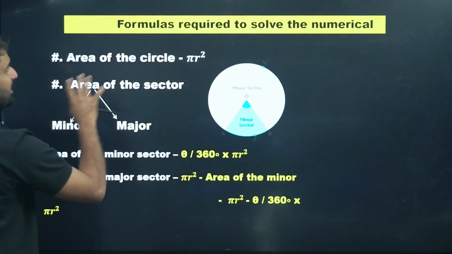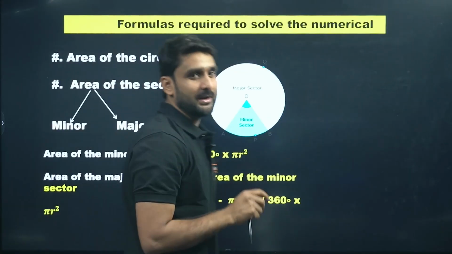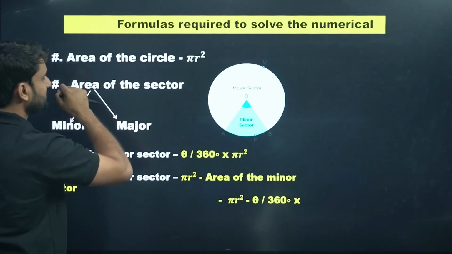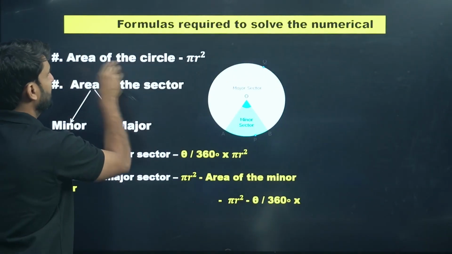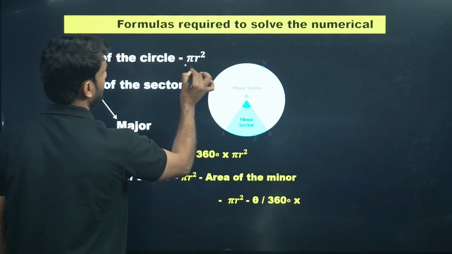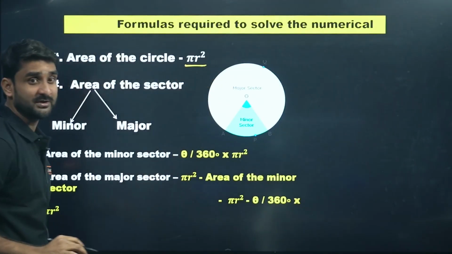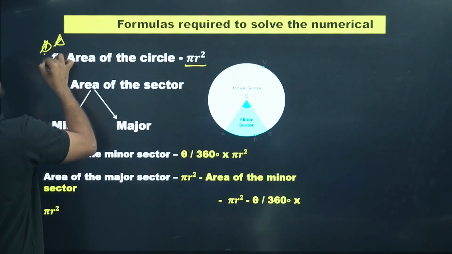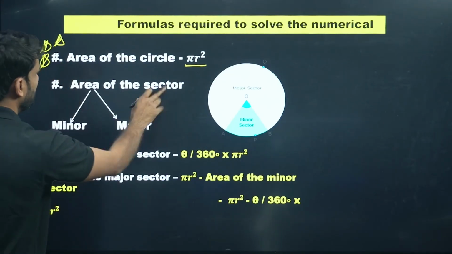So formulas are required to solve the numericals. In this chapter, I have already discussed with you that the area of the circle is pi r square. By using this formula, we can find out the area of the circle. Pi r square, a very important formula. Please keep it in mind. Pi r square. Area of the sector.